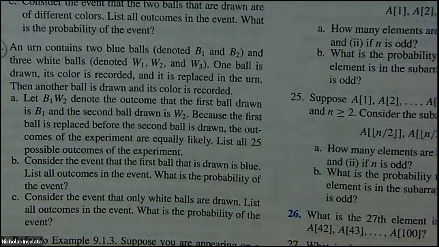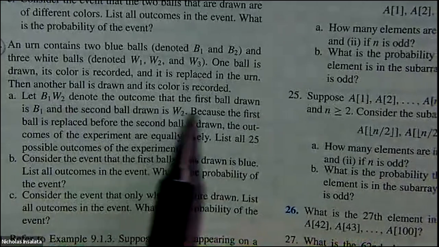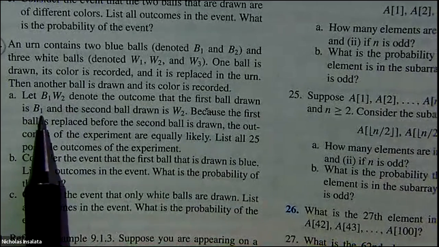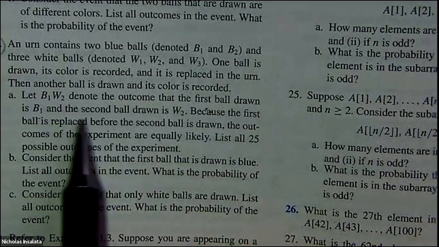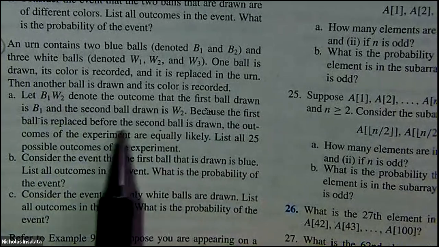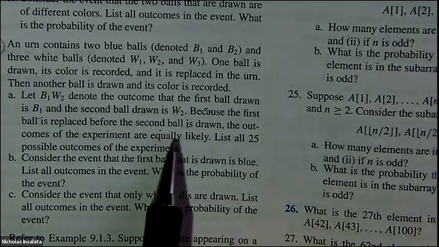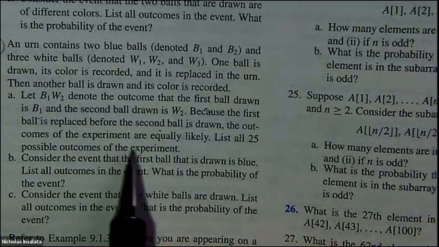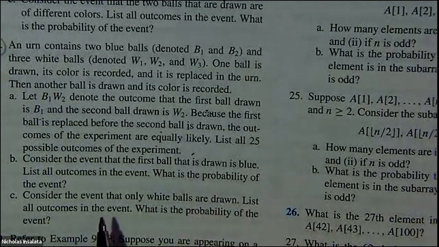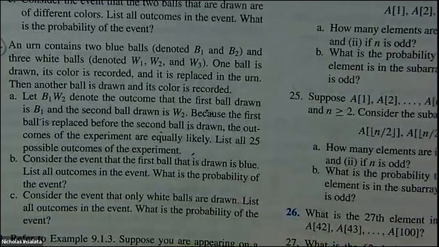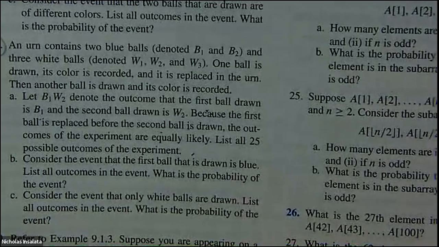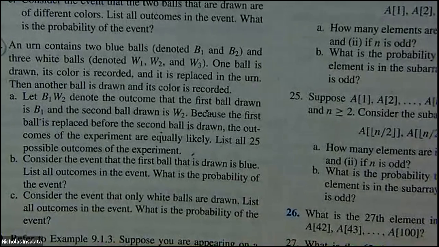So B1W2 denotes the outcome that the first ball drawn is B1 and the second ball drawn is W2. Because the first ball is replaced before the second ball is drawn, the outcome of the experiment is equally likely on each draw. List all 25 possible outcomes of the experiment. Okay, so rather than listing them, why don't you just describe them to me? So what would that sample space look like?